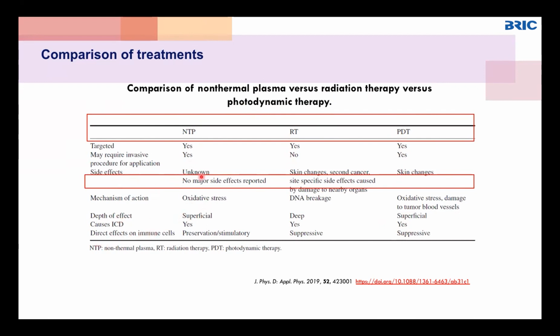So side effects in radiation therapy are already known. It is very dangerous. We can have very dangerous side effects. Skin can change, rashes can occur, or second cancer can occur in another body organ, and it can damage the nearby body organs also. And DNA breakage is the big problem during radiation therapy. And in PDT, even though PDT is the safest one, we still have some skin change problems. But in the case of plasma, any side effect is unknown. There is no major side effect at moderate doses of plasma to human beings or animals or cells.